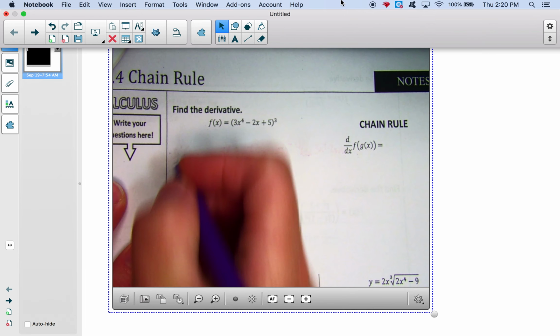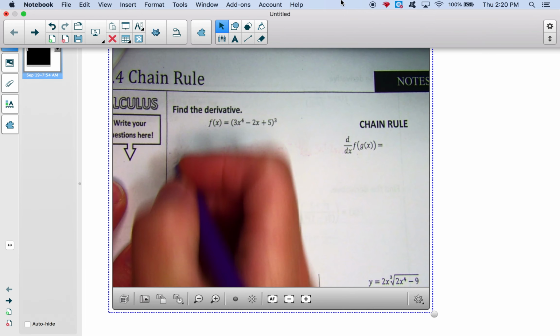So to find the first derivative of this, how the chain rule works is you bring the power in front, reduce the power by 1. Does that sound familiar? But now we've got to multiply it by the derivative of what's inside. Well, the derivative of what's inside is 12x cubed minus 2.